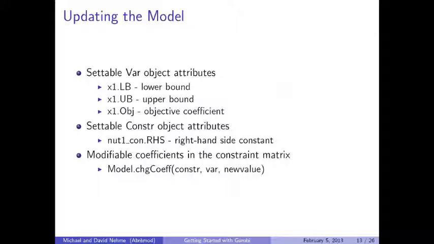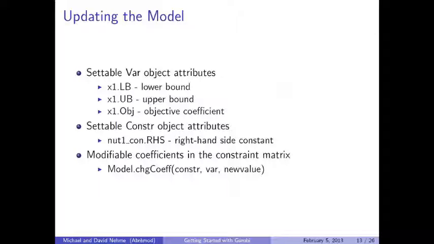So we've talked about var and constr attributes that Gurobi computes for you. Now let's talk about some attributes that you can set as the user. We're going to talk about three var attributes that you can set as the user. Those are the lower bound, upper bound, and objective coefficient: LB, UB, and OBJ. The constraint attribute that you'd be interested in is the right-hand side, or RHS.